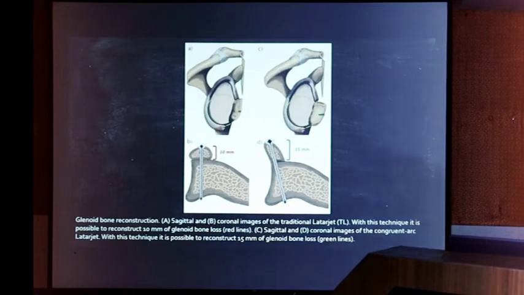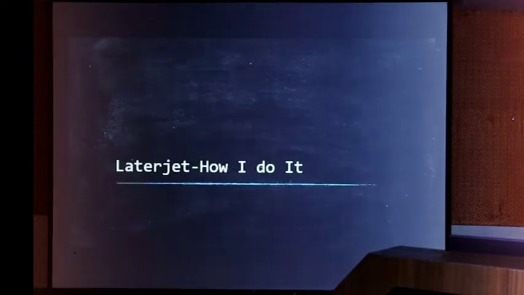There are two kinds of transfer that can be done. One is the classical and the other one is the congruent arc technique. Both have their advantages and disadvantages. We'll discuss it in our discussion.